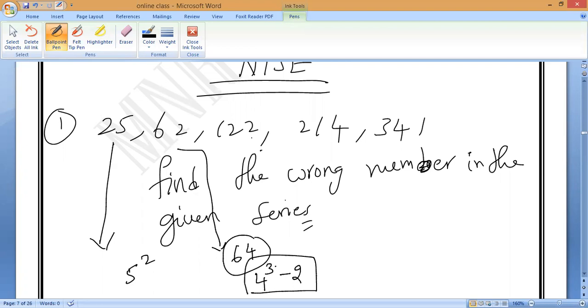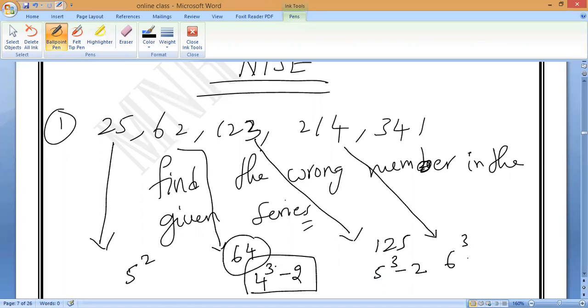The same in 122, observe carefully. What is that? 5 cube, that is 125. So 123 is not; 125 is the power of 5, so 5 cube minus 2. Like that, 6 cube minus 2: 216, how much? 6 cube is 216. Correct or not? Like so, 7 cube: how much is 7 cube? 343, minus 2. Yes or no? So always you observe.